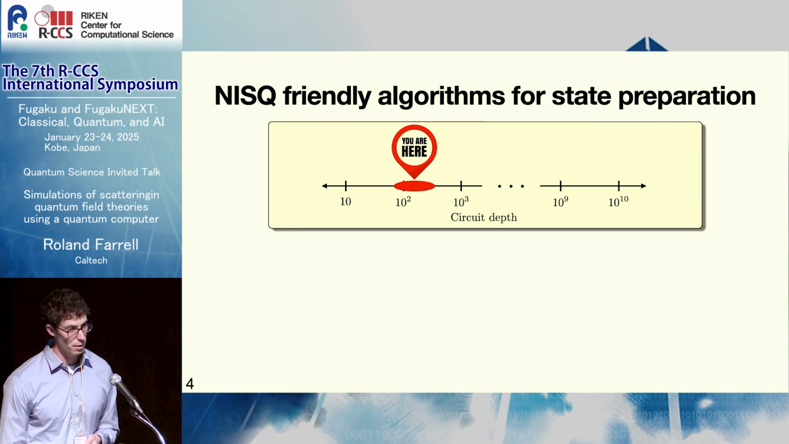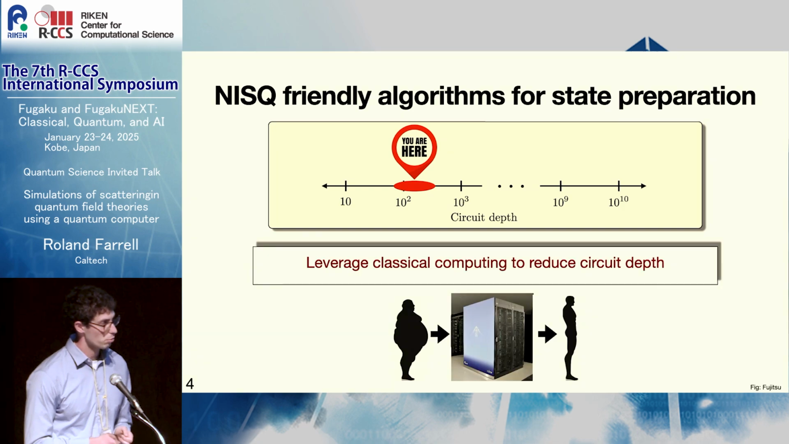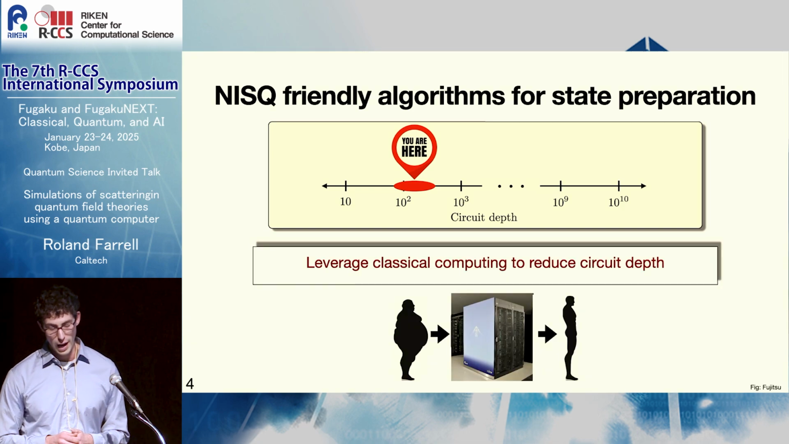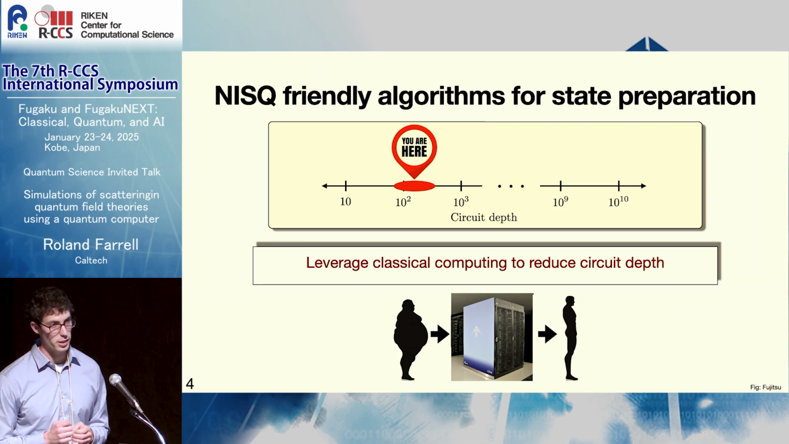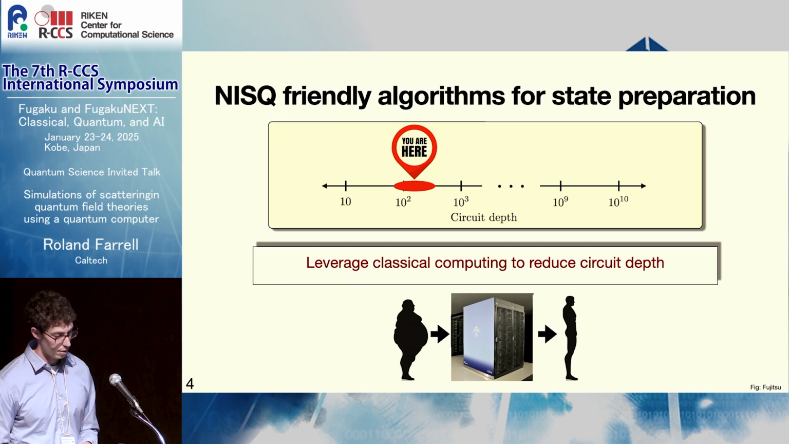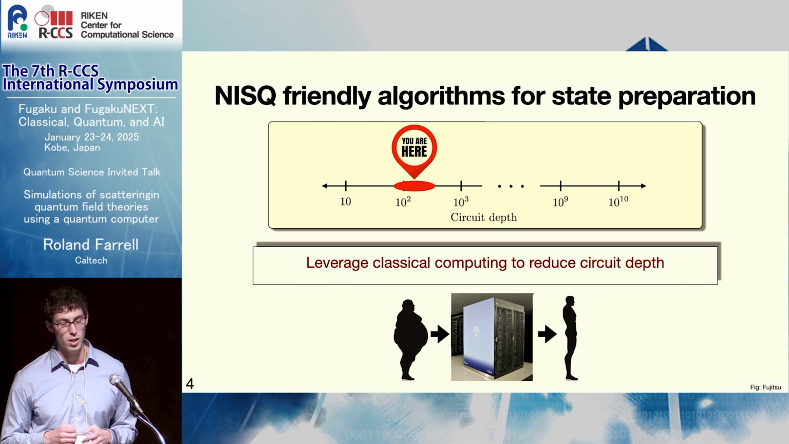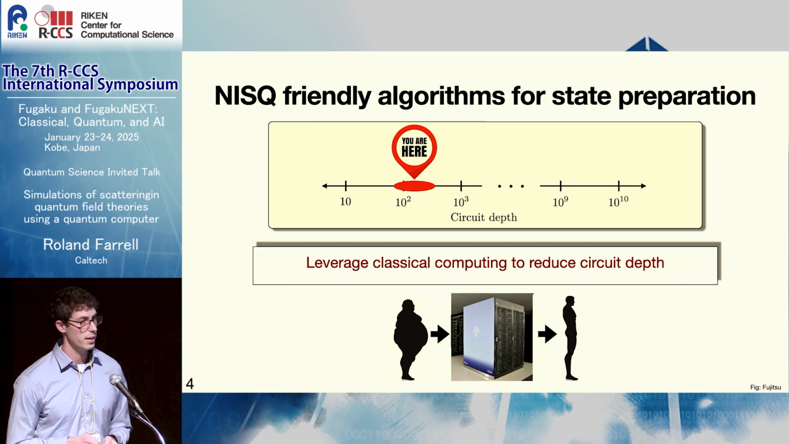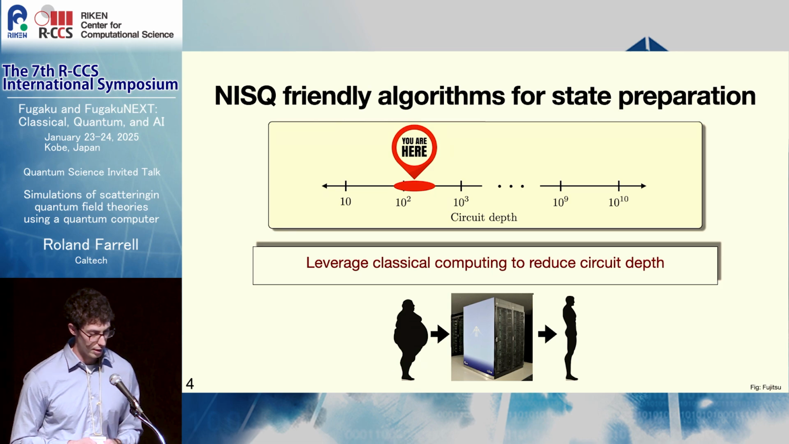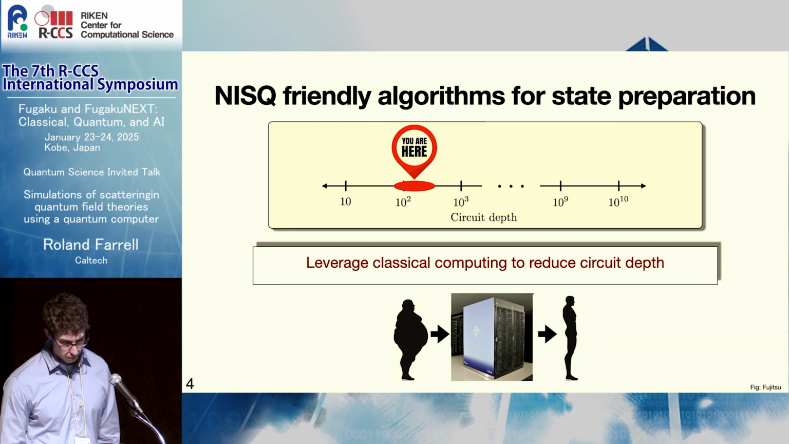So for the time being and for the current future, I think it's really important to think about how do we leverage the full capabilities of classical computing to really reduce the depths of the circuits we want to run on the quantum computer. And so the focus of this talk is going to be how we can find these very shallow circuits that implement state preparation, in this case for a scattering experiment.